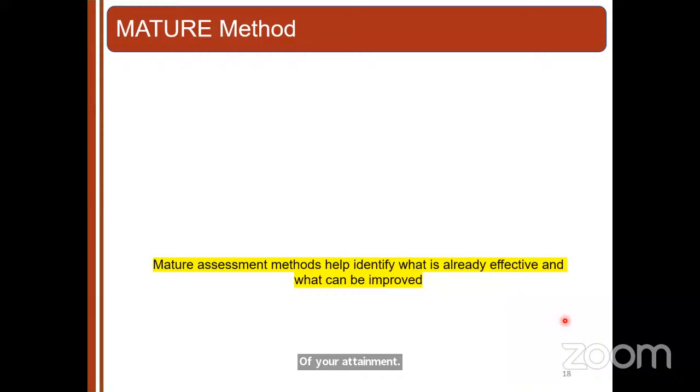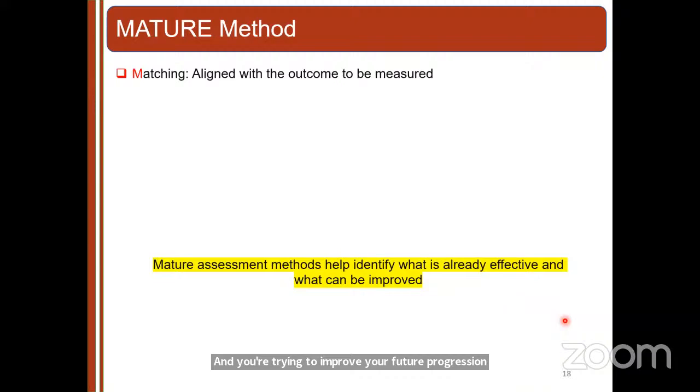There is another method for assessment. This is called the MATURE method. I have seen this in one of the universities, they follow this. I don't exactly remember, but 2 years ago I saw this and was inspired by them. What is a mature assessment? A mature assessment will develop what is already effective and what can be improved. So it is like you are standing at the origin, seeing both the left and right sides of the road, and you are trying to improve your future progression. M stands for matching, where your assessment procedure must be aligned with the outcomes to be measured.